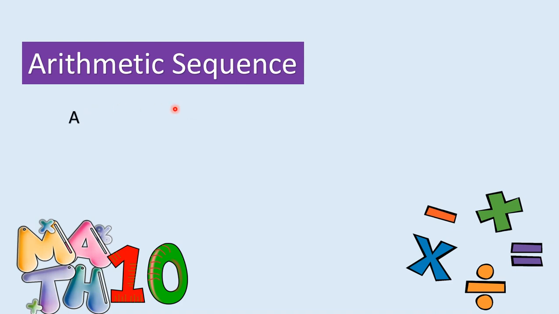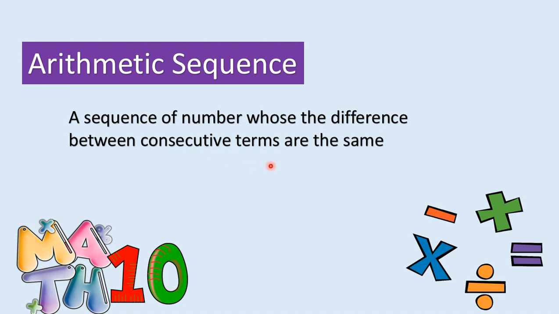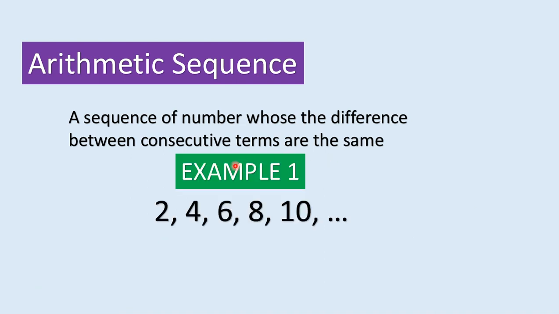Arithmetic sequence: a sequence of numbers where the difference between consecutive terms is the same. Now, for this example, we're going to verify if the given sequence of numbers or series of numbers is considered to be an arithmetic sequence.